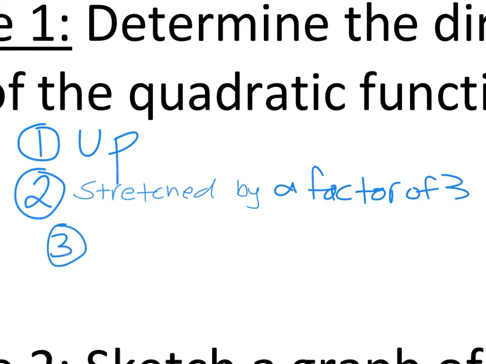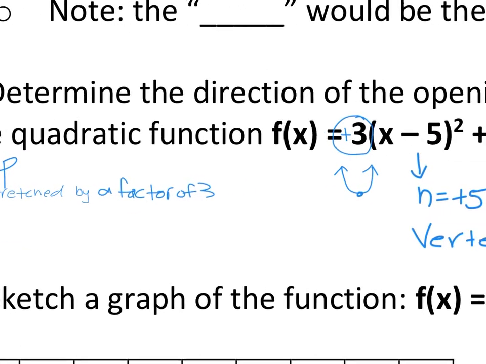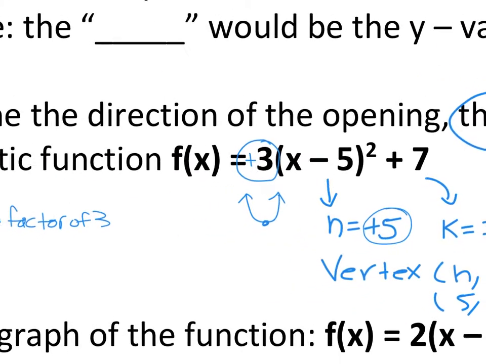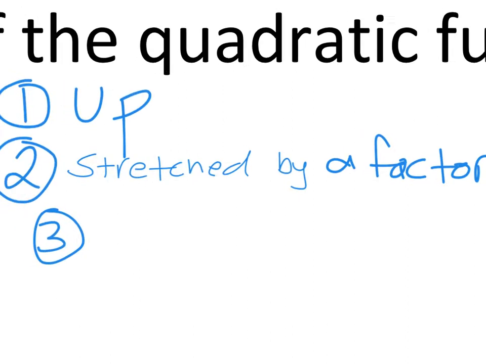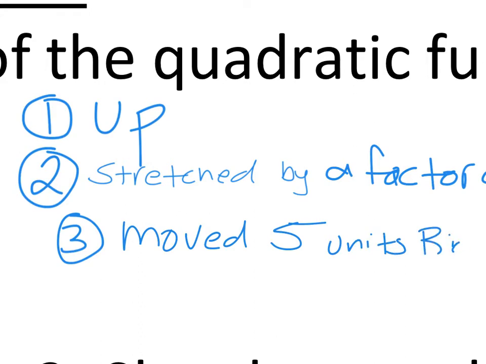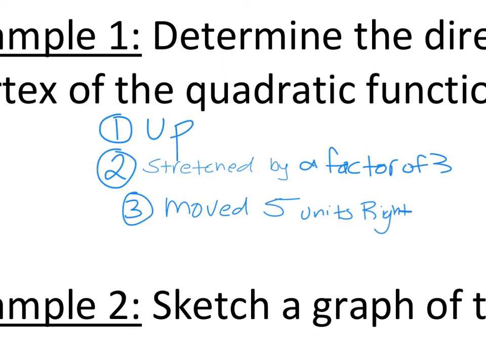Our third mark is coming from our h value. So this h value, which is the x value, is at positive 5. We're not worried about that negative 5 because we took it out of the equation when we're describing it. And positive 5 is telling me that I'm taking the parent parabola and I'm moving it 5 units to the right. Or shifted, moved, or shifted 5 units right. Right is telling me that that 5 is a positive. If I wrote left, it would be a negative.